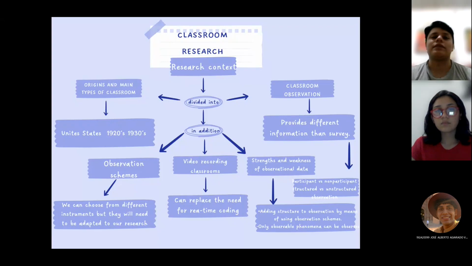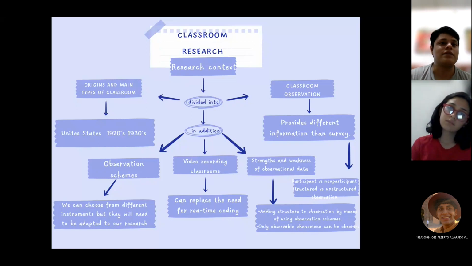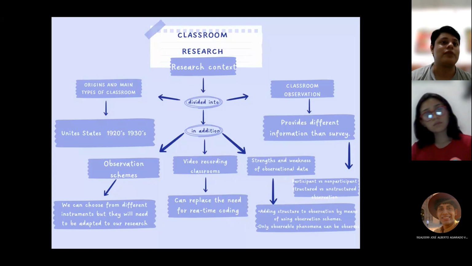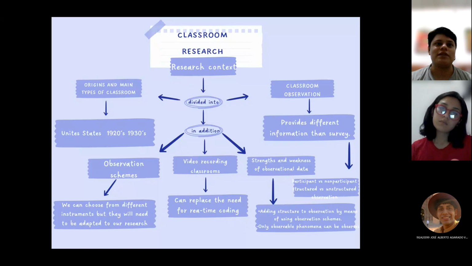And then we have classroom research, observations in the classroom. The origin was in the United States in the 1920s and 1930s, researching a class with students and the professor. And there are different types of classroom. We know that we have virtual classroom and presential classroom. They are different, okay?